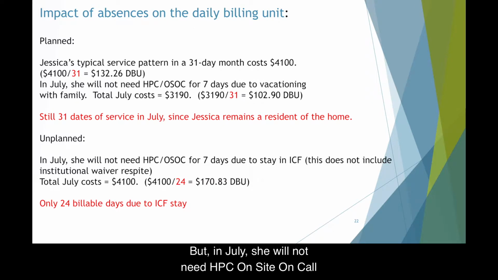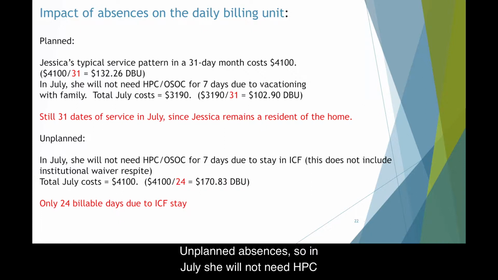But in July, she will not need HPC on-site on-call for 7 days due to vacationing with the family. So in the scheduled services, there is a week on that calendar where Jessica is not having a service. So instead of a 1 to 2, it might be a 1 to 1 because Jessica's not present. So she still has 31 dates of service, but her projected cost for that month is less. So it is $31.90. We take $31.90 divided by the 31 and you get the new DBU of $102.90.